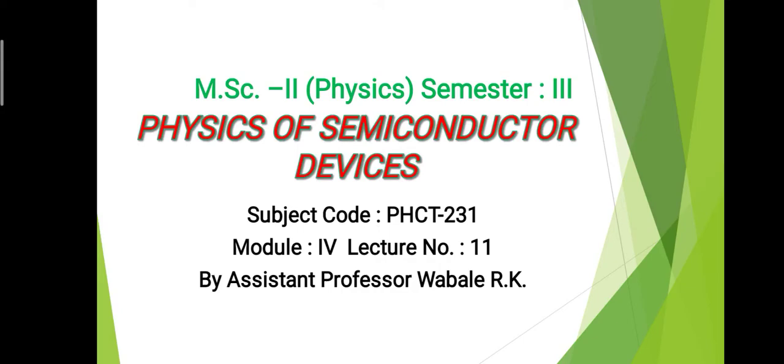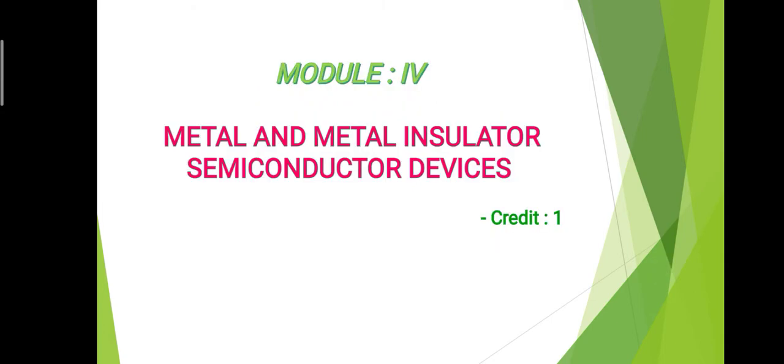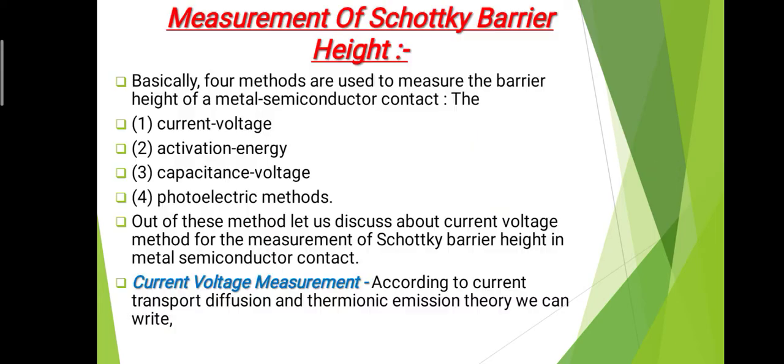Hello students, we are studying our MSc second year physics third semester course, Physics of Semiconductor Devices, and in that we have started our fourth module, that is Metal and Metal Insulator Semiconductor Devices. This module is for 1 credit out of 4 credits. In that we have covered all the theory about the metal semiconductor contact, and also the Schottky diode. Now in this video we have to discuss the measurement of the Schottky barrier height.